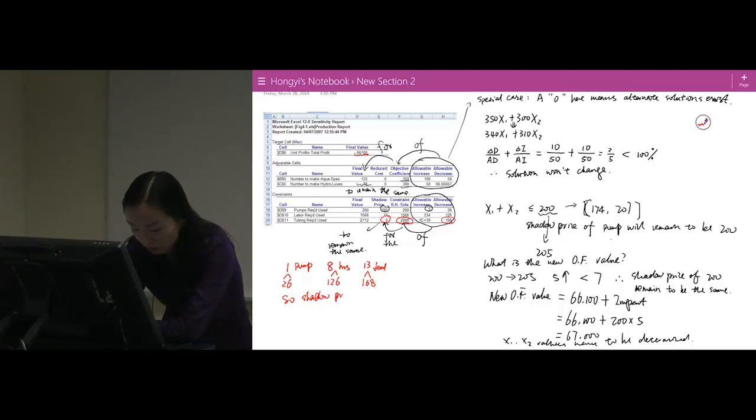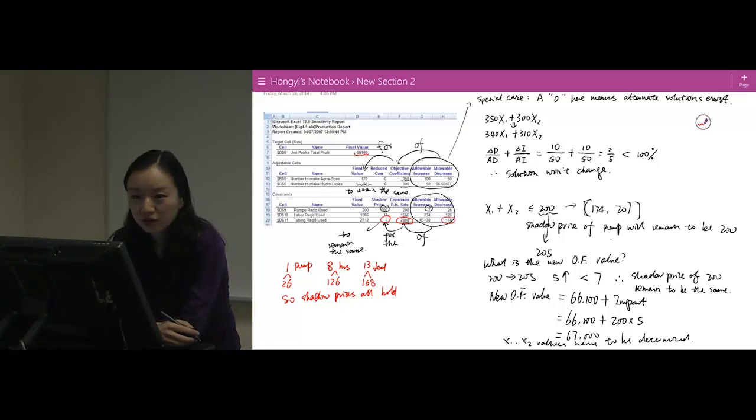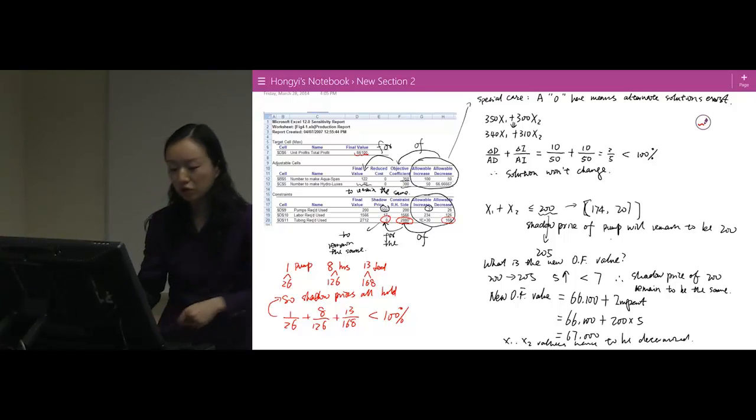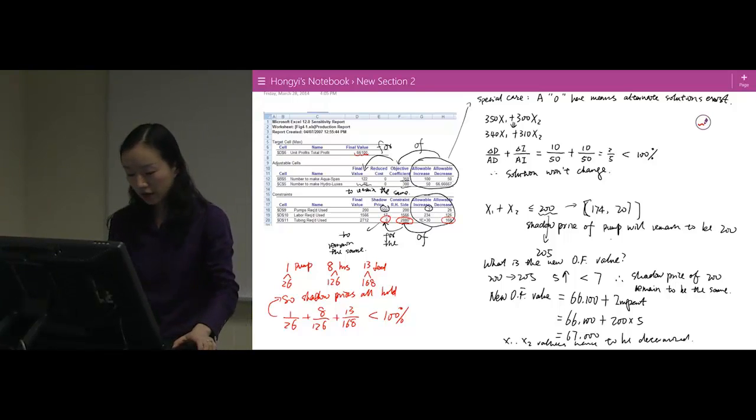So the shadow prices hold. Actually, for this one, it's a simultaneous change. We need to use that 100% rule. So let's use 1 divided by this, plus 8 divided by 126, plus 13 divided by 100. It is less than 100%. So we have this under 100%, so the shadow prices will all hold.